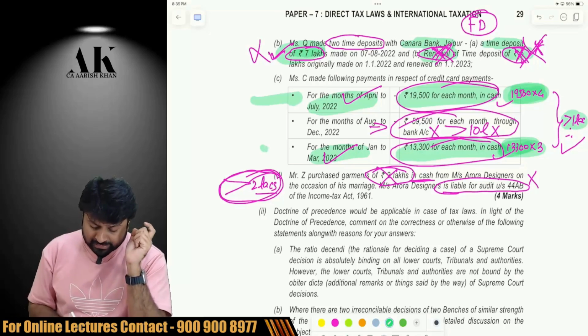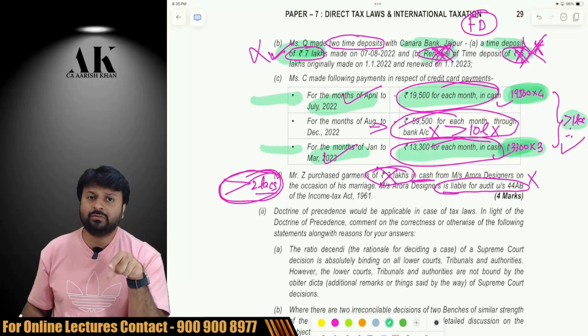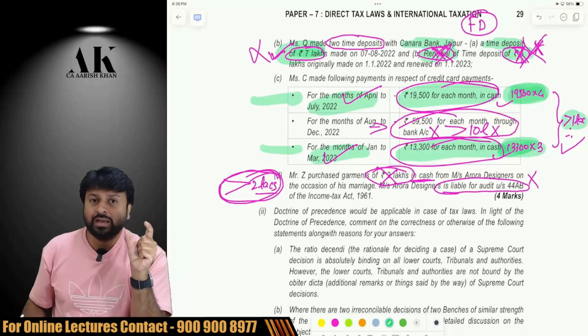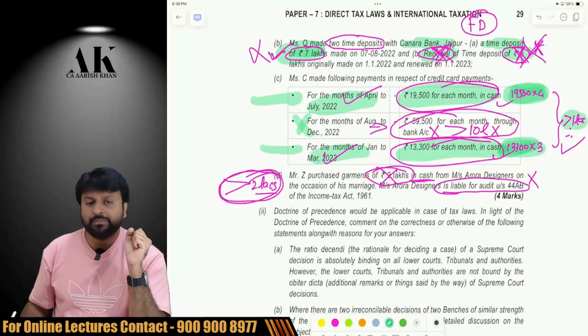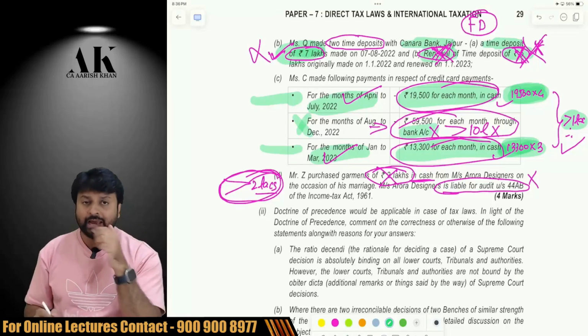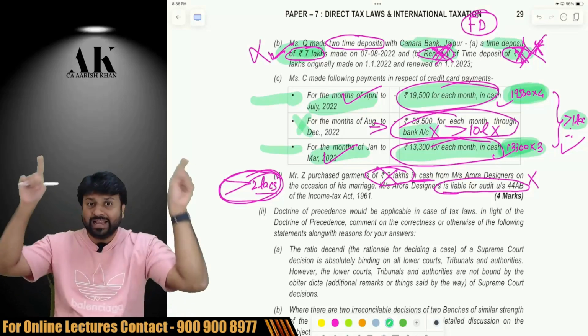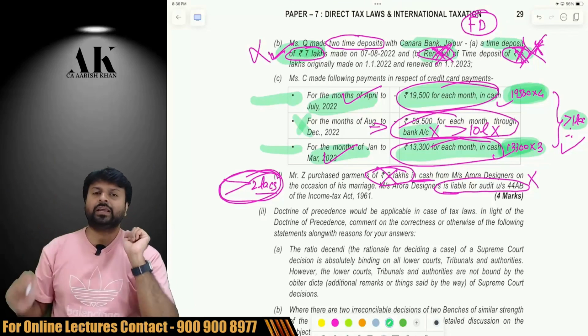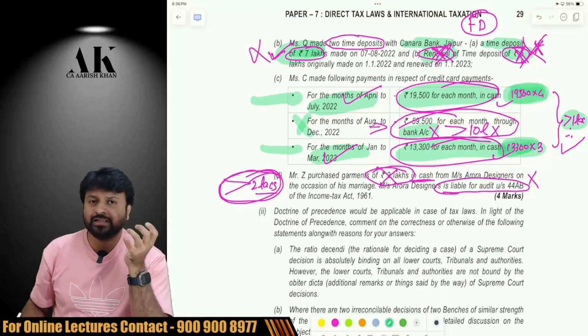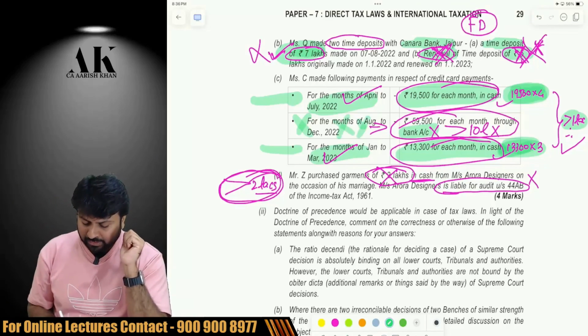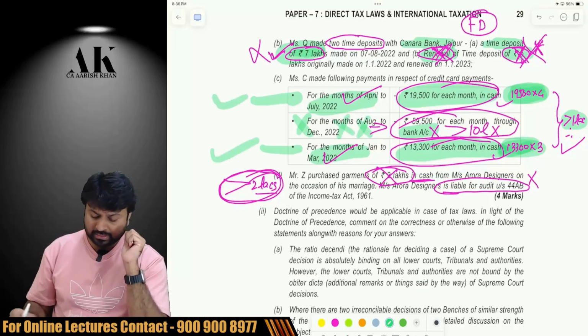So therefore, in the first transaction and the third transaction, I am liable for what? I am liable for the SFT reporting. But for the second transaction, I am not liable because that is made through bank. And if I am making the payment through bank, then the aggregate limit should exceed how much? It should exceed 10 lakh rupees. And that is not exceeding. Therefore, in the second case, there is no reporting requirement. But in the first and the third case, there is a need for reporting.